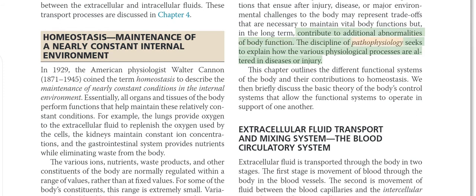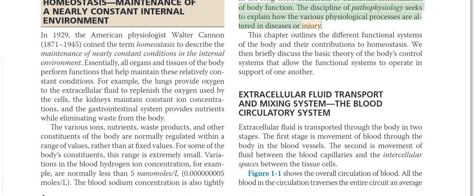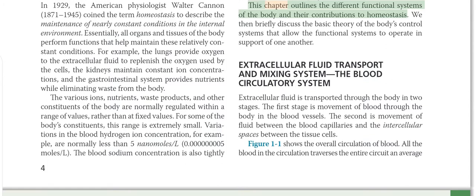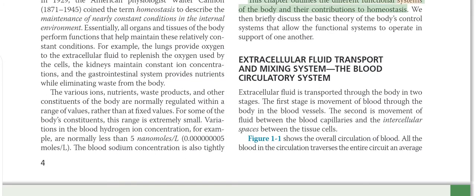The discipline of pathophysiology seeks to explain how the various physiological processes are altered in diseases or injury. This chapter outlines the different functional systems of the body and their contributions to homeostasis. We then briefly discuss the basic theory of the body's control systems that allow the functional systems to operate in support of one another.